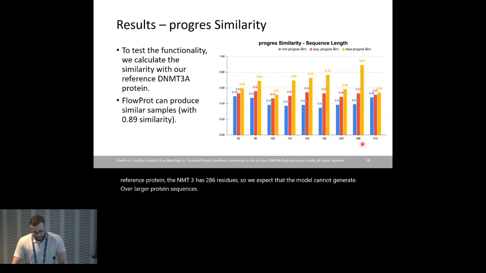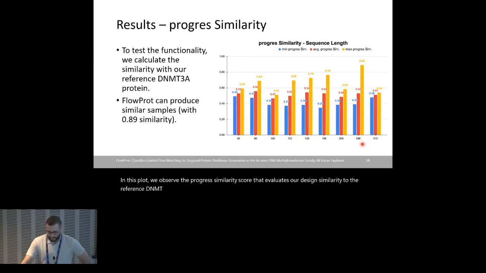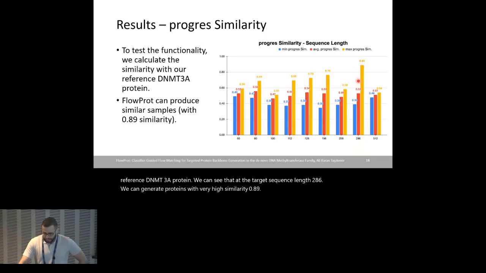In this plot, we observe the ProGreSS similarity score that evaluates our design similarity to the reference DNMT3A protein. We can see that at the target sequence length 286, we can generate proteins with very high similarity, 0.89. This means that the probability of functional relevance is higher for our generated proteins. Even with smaller sequence lengths, our model can generate very similar samples.